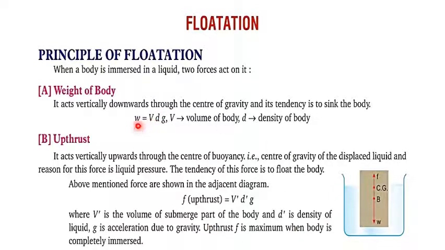Here, the formula of weight is m into g. m can be written as volume into density, so weight is V d g. V is the volume of the body. d is the density of the body. Now upthrust is maximum when the body is completely immersed. Why? Because then V' will be maximum. V' will be equal to V.